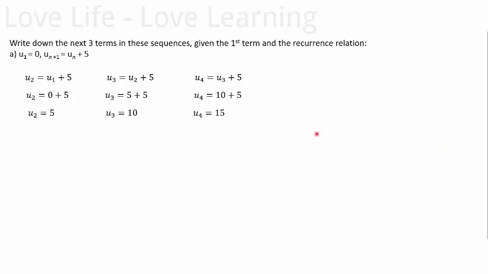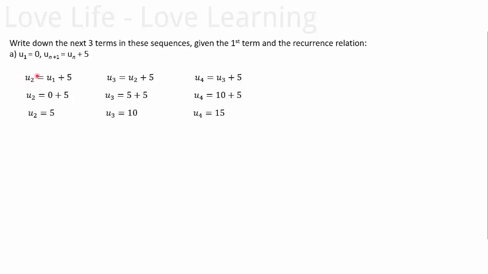Hi, we're going to take a look at the answers to exercise 1.1 of Unit 2, and this exercise is focused on recurrence relations. In this particular exercise we have to work out the subsequent terms of a recurrence relation given the first term.